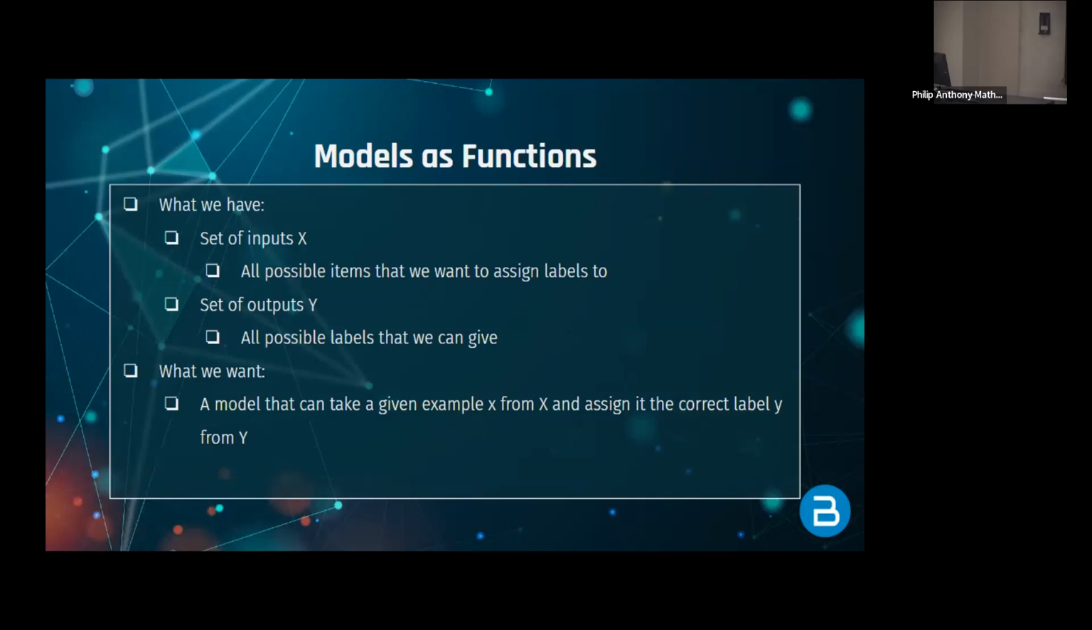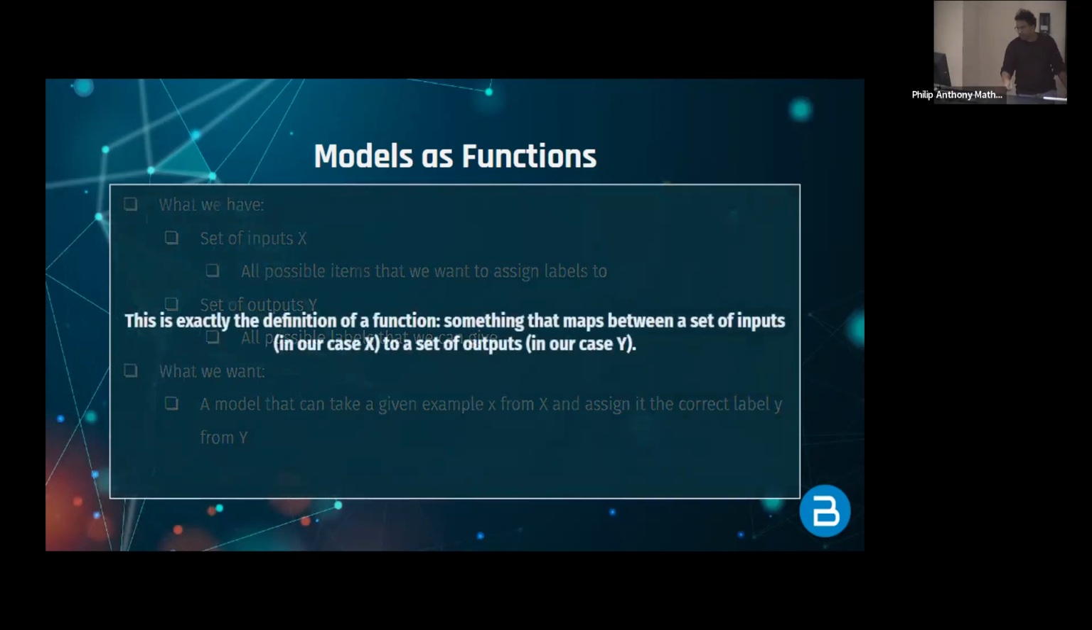And what we want is some sort of model or rule set that can take some given example from X and map it to some label Y, right? As mentioned earlier, this is exactly the definition of how functions work. They take something from one set and map it to another set. So we're going to be representing these models as some sort of function that takes something from your set X, some input example, and maps it to one of the labels that you want.